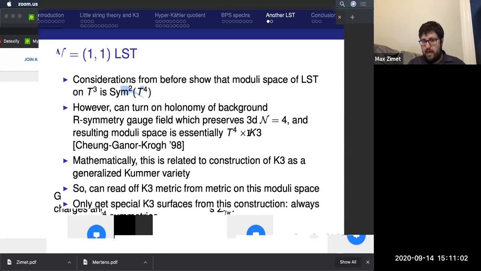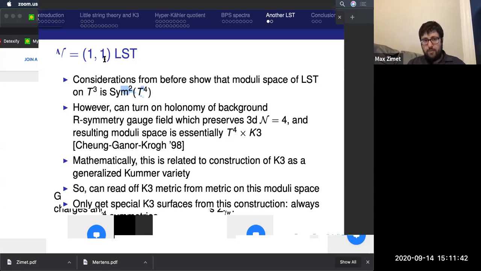But this is simple enough that you can still get the K3 metrics from this. And in particular, if you just look at the fiber over 0 in this T4, then that just is a K3 surface, and you can just look at that metric. So there's a K3 metric embedded in the moduli space if you just kill off this T4 factor. Again, you only get certain very special K3 surfaces from this construction rather than the most general K3 surfaces. But the upside is this is a very nice little string theory.